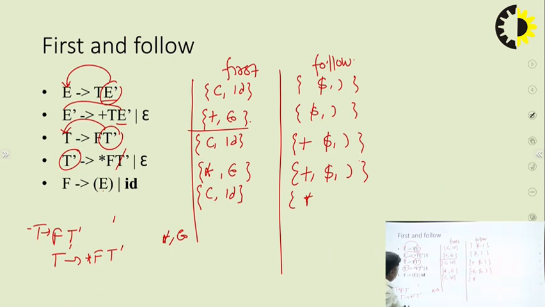Now what is the follow of F when we replace epsilon in the place of T dash? Then what is the follow of the F dash? The follow of T dash. And I have already computed the follow of T dash, that is plus, dollar and this. So this is the simplest technique by which we compute the first and follow of any production.